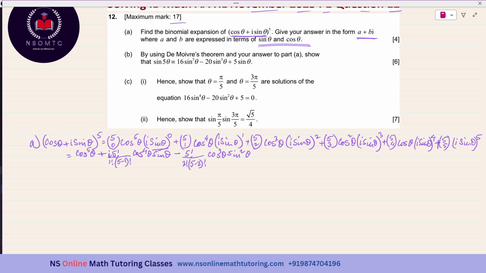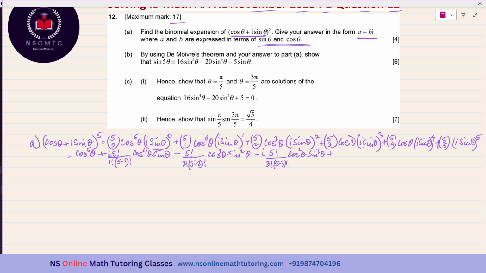And now it is i cube. i cube is i square times i. i square is negative 1. So I can write negative i, since i square is negative 1, times i is negative i, and 5C3, 5 factorial over 3 factorial and 5 minus 3 factorial, and cos square theta sine cube theta.